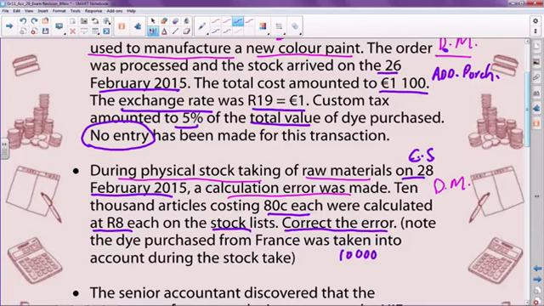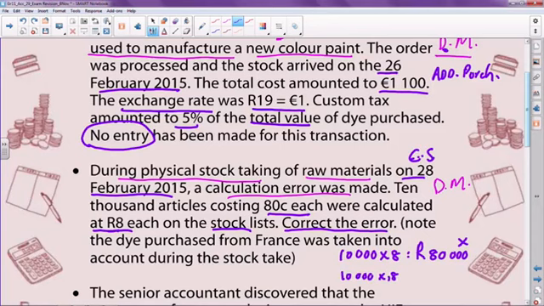So the correct value is 80 cents. By mistake, it was calculated at 8 Rand each. So in other words, 10,000 Rand times 8. So I have shown a value of stock items at 80,000, which is obviously incorrect. It should have been shown at 10,000 times 80 cents or 0,8.